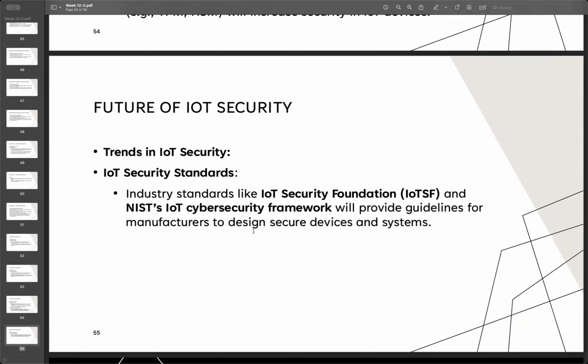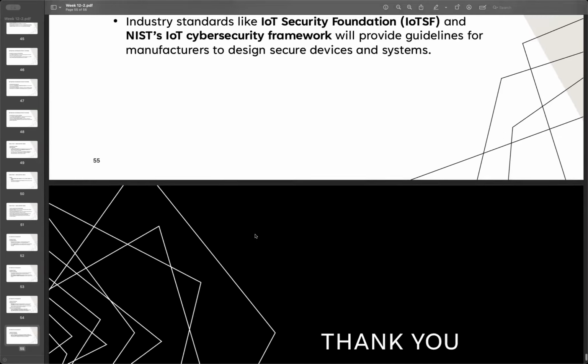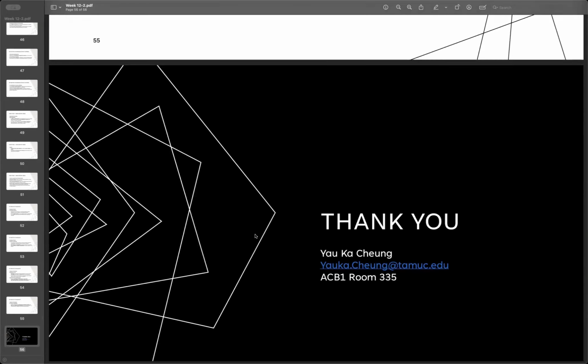The last part is the industry. We normally talk a lot about this field, but for industry standards, there are the IoT Security Foundation and IoT cybersecurity frameworks, which provide guidelines for manufacturers to design secure devices and systems. So that's this part on advanced attacks related to APTs. Thank you so much.